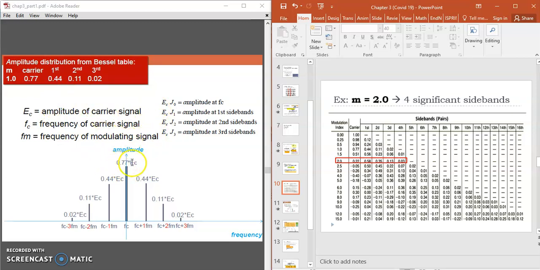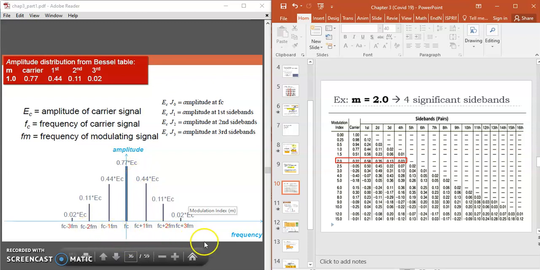In this case, how do you arrange the values from the Bessel table? You see here, for example, M equals 1. You take 1. 0.77 you put here. 0.44 you put here. 0.11 you put here. 0.02 you put here. You must multiply with EC.